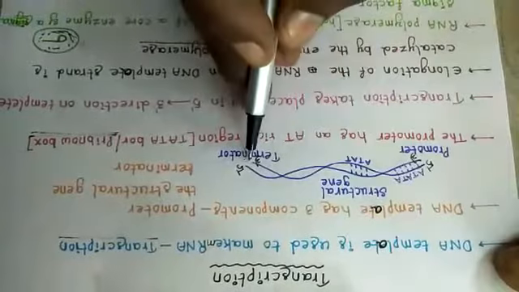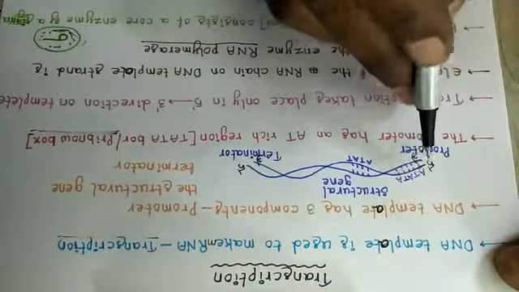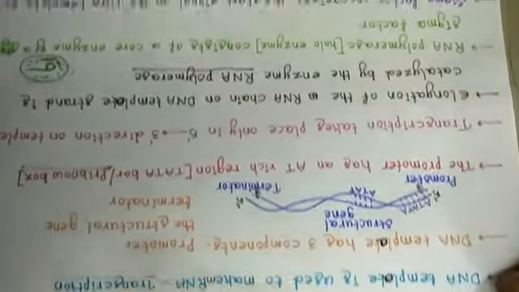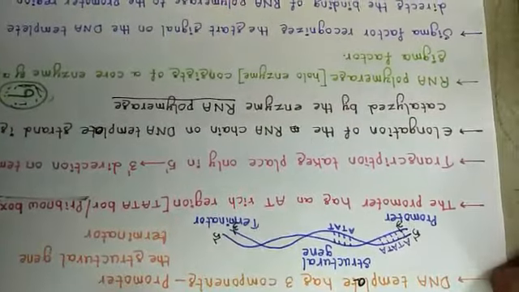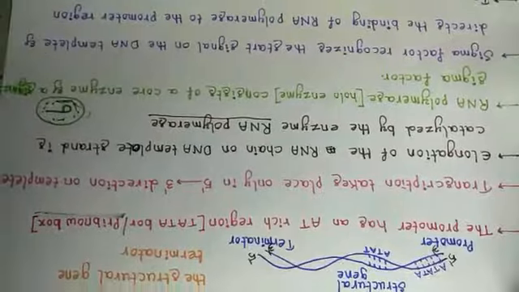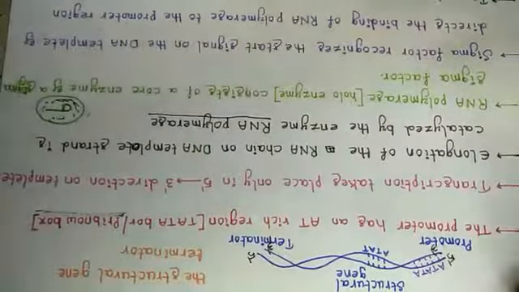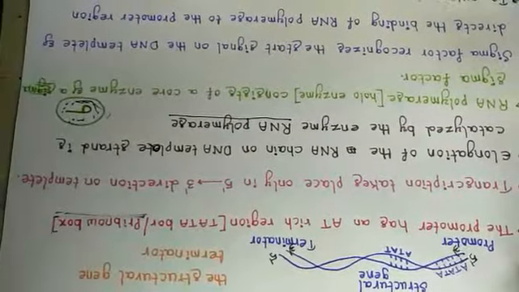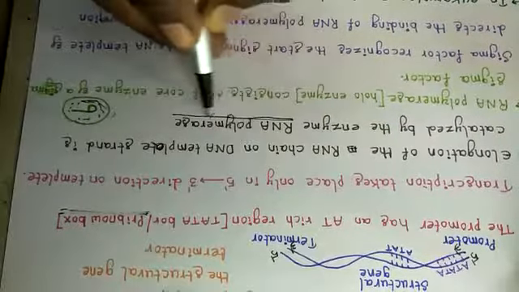What is this 5' end and 3' end? We already discussed this in the structure of DNA. Here, the elongation of mRNA on the DNA template strand takes place with the help of an enzyme called polymerase.